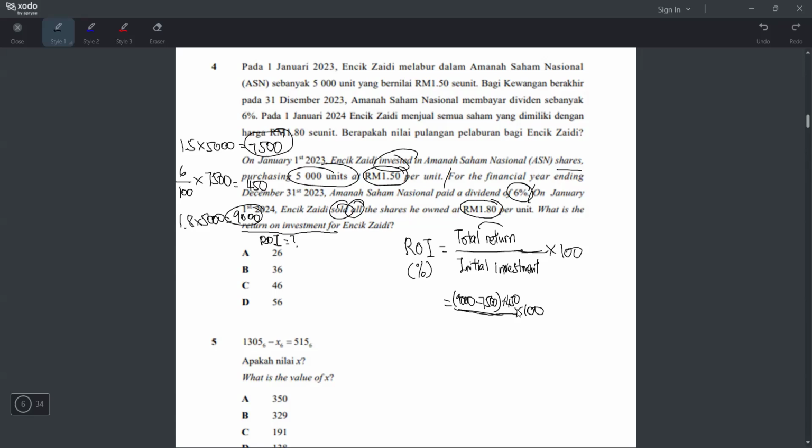And then the formula says I have to divide with the initial investment. Initial investment is 7,500, right? Now you just have to press all this in your calculator. But I will press slowly. The 100 I will leave it. The 7,500 I will leave it. I will press this one first: 9,000 minus 7,500, and then plus 450. Okay, I get 1950. So now I press all this in my calculator and hopefully I ada jawapan. Okay, my calculator gives me 26, right? And please don't forget ROI is always in percent. It means that the ROI, return on investment, is 26%. So ada jawapan, A is the answer. Okay, sudah siap.